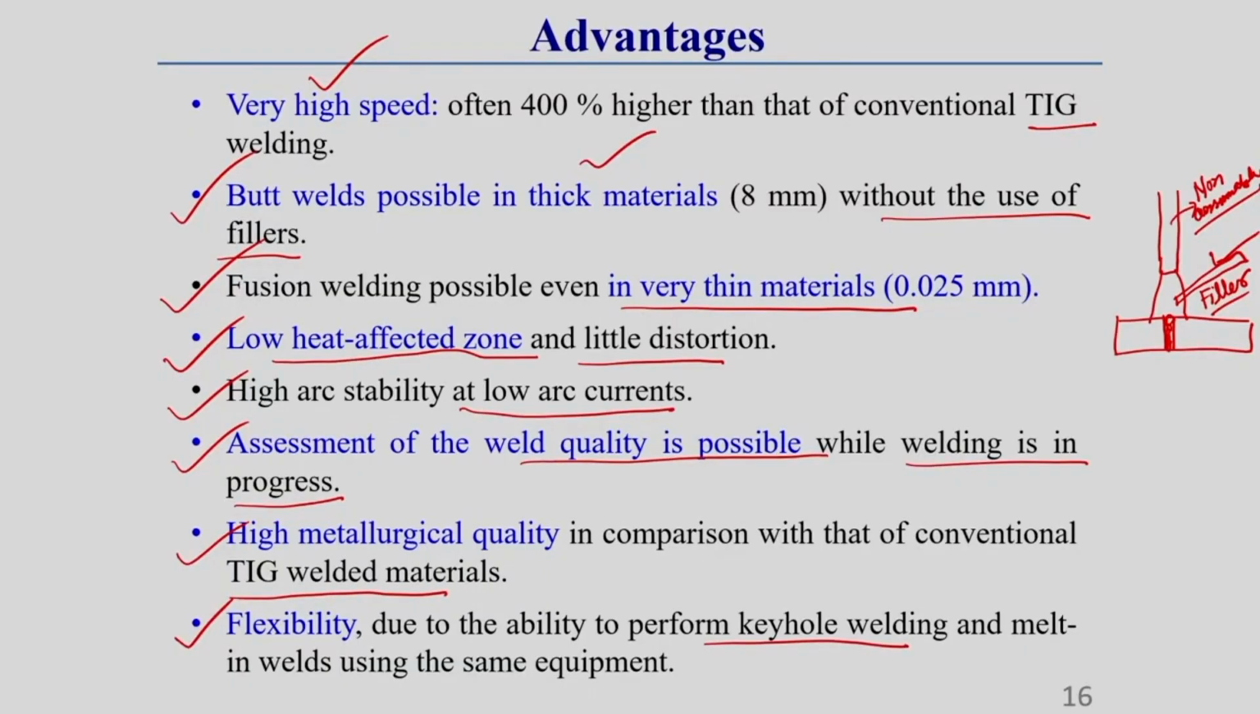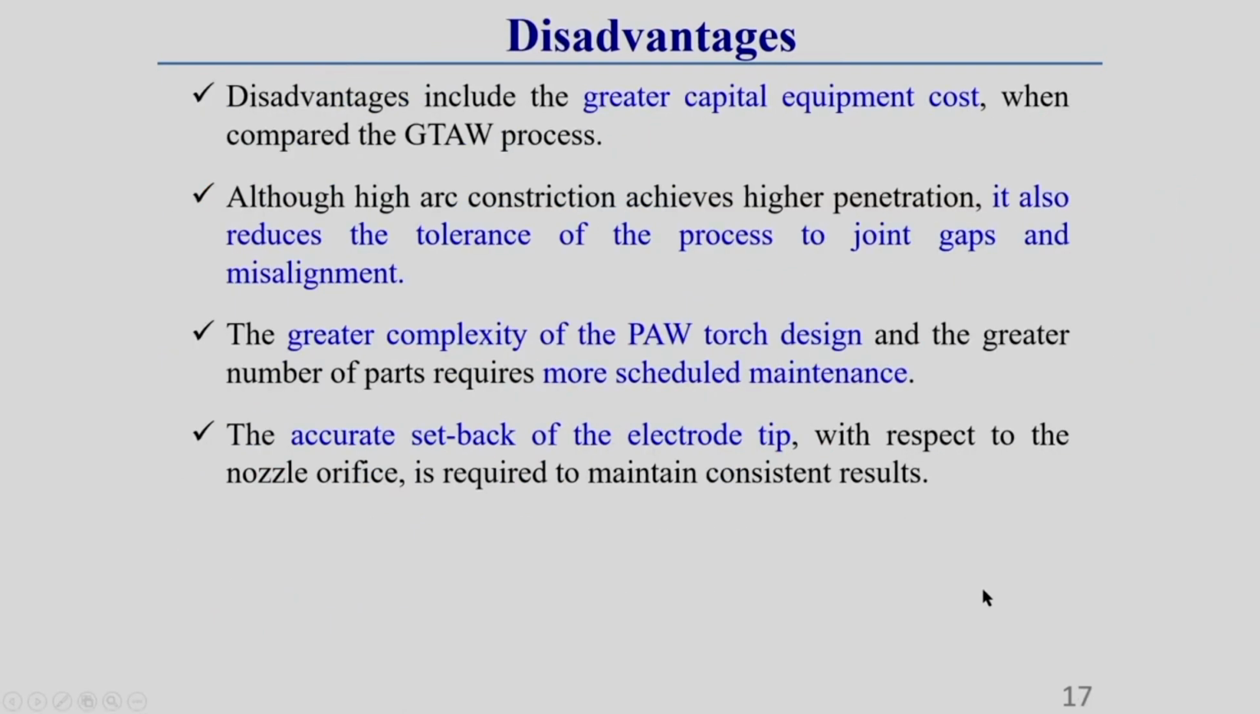Flexible welding process means this welding process we can use in different forms. You can use it in keyhole mode, in melt-in mode, in transferred mode, and in non-transferred mode. Disadvantage, yeah, definitely it has some disadvantages also. Generally the equipment cost is comparatively higher, you can say very much higher than the conventional GTAW welding process. GTAW means gas tungsten arc welding process.